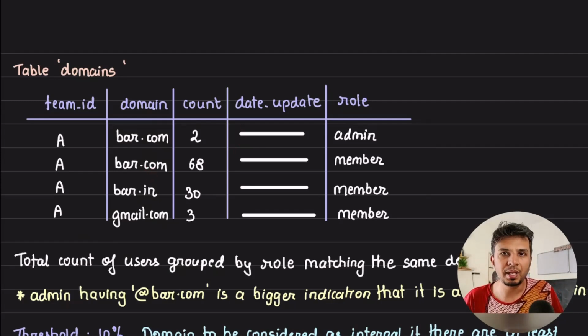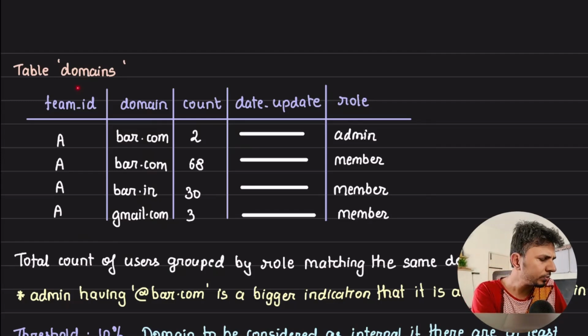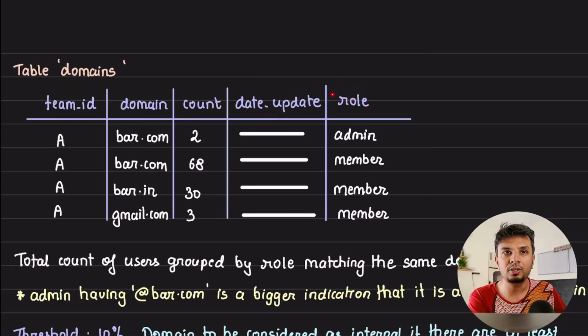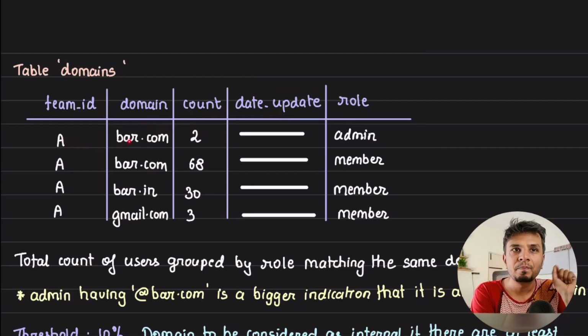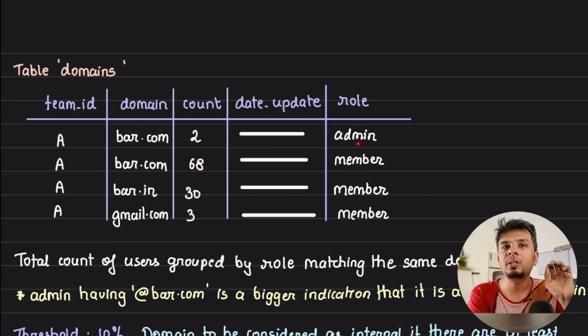So what Slack does behind the scenes is it keeps track of domains in their email classification service. The table looks something like this. For a particular workspace or team, they keep track of the domains, the count against them, the date at which it was last updated, and the role of that particular group. Basically, for a team A, bar.com has 2 people with role admin.